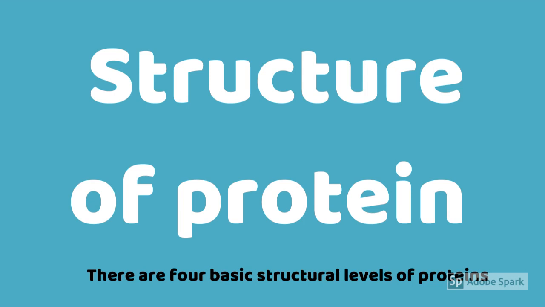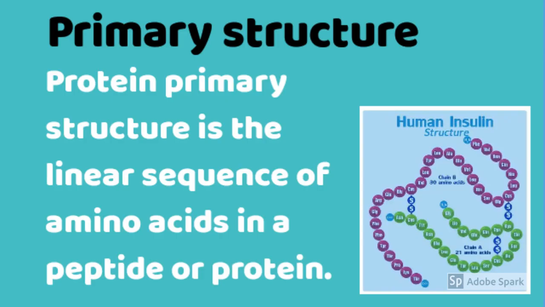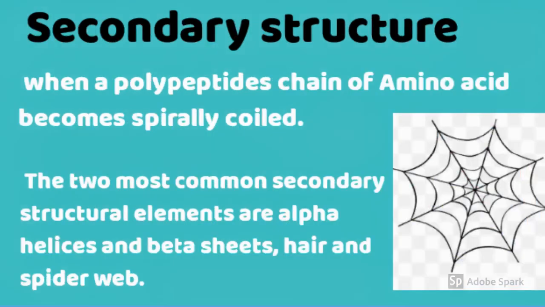Structure of protein. There are 4 basic structural levels of proteins. Primary structure. Primary structure of protein is the linear sequence of amino acids in a peptide chain. Its example is human insulin. The secondary structure of protein is formed when a polypeptide chain of amino acids becomes spirally coiled. The 2 most common secondary structural elements are alpha helices and beta sheets, like hair and spider web.